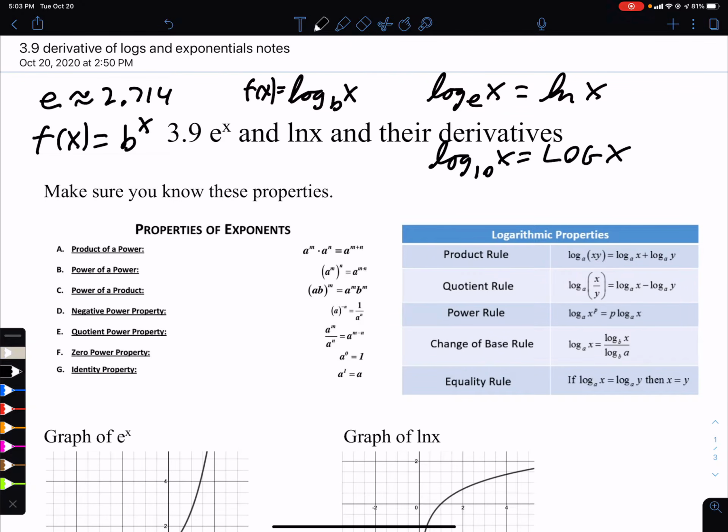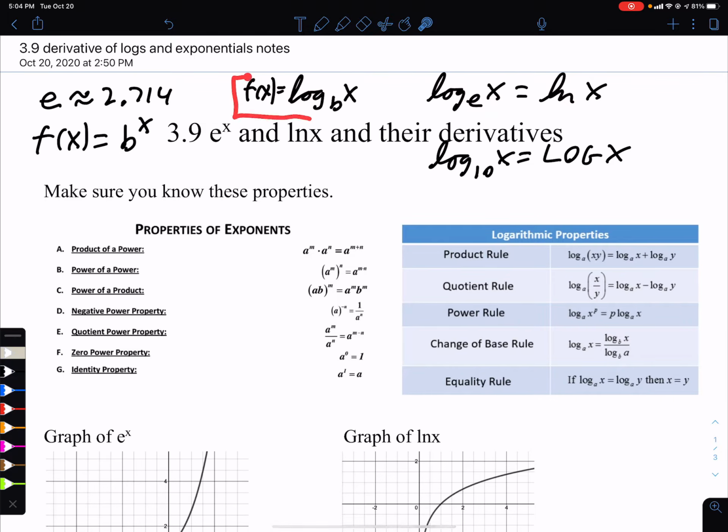This is section 3.9, derivatives of logs and exponentials. A few notes before we get started here. You have to know e is just a constant. It's approximately 2.718. E and pi, you've got to realize they're just numbers. They just have a special name, and they're called e and pi. Just realize that they're just numbers.